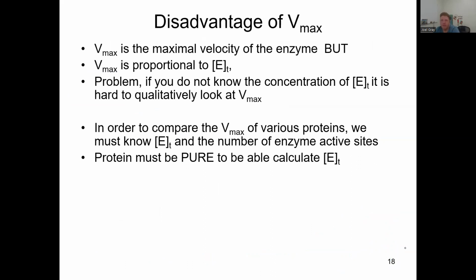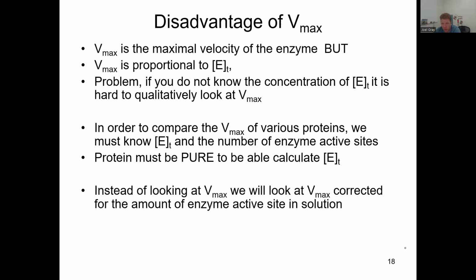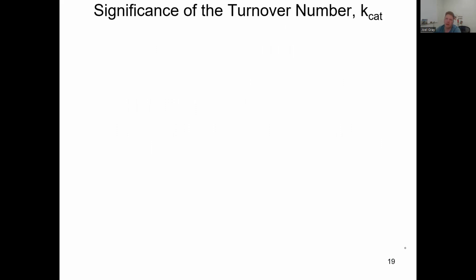In order to compare your Vmax of various proteins, we must know the enzyme concentration at a given time and the number of enzyme active sites. A protein must be pure to calculate your enzyme concentration at a given time. Instead of looking at maximum velocity, we'll look at your corrected maximum velocity for the total amount of enzyme active sites in solution. So we use something known as a turnover number, or your kcat, which is your maximum velocity over your enzyme concentration at a given time.